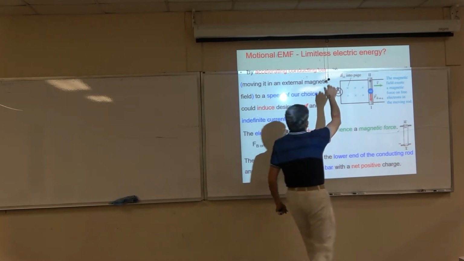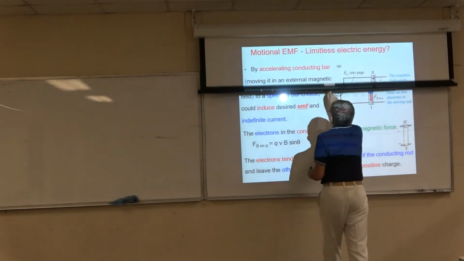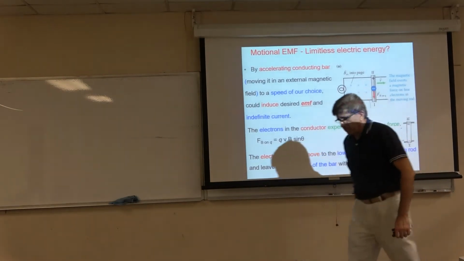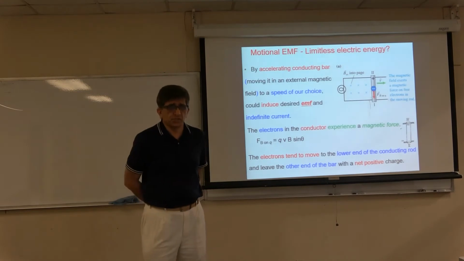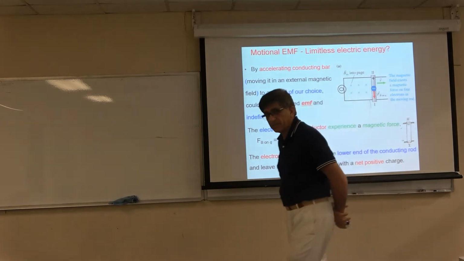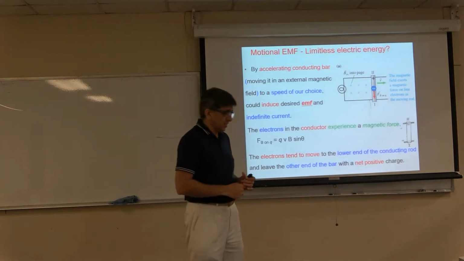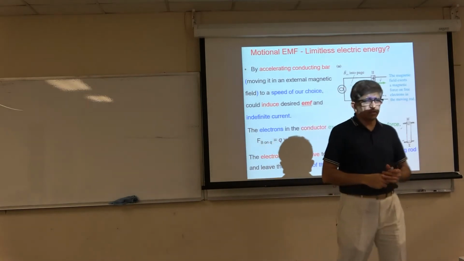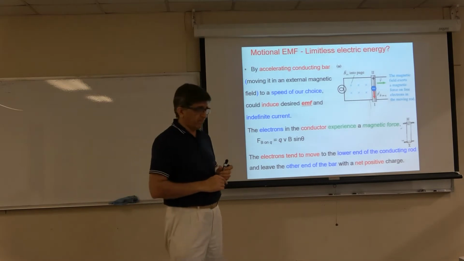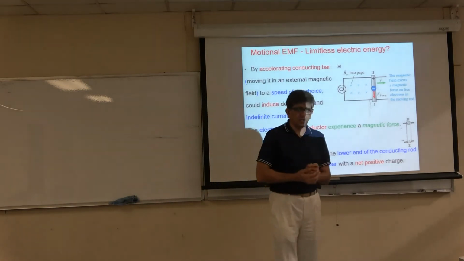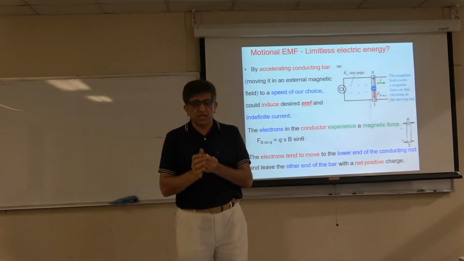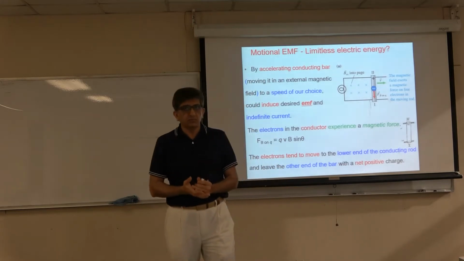Today we will talk about motional EMF, a limitless source of electrical energy. Earlier we learned how we can generate electric current by changing the magnetic field, either by moving the magnet or by changing the area of the cross section, which means by changing the flux.